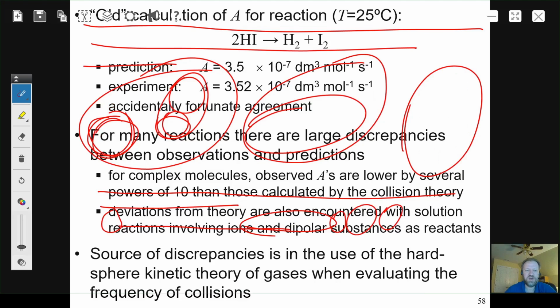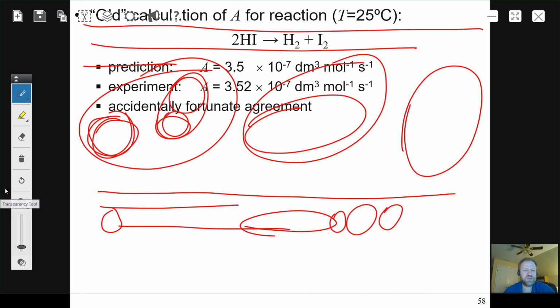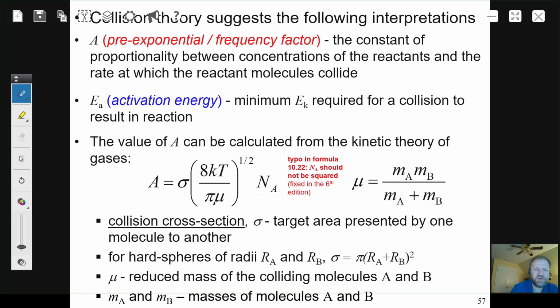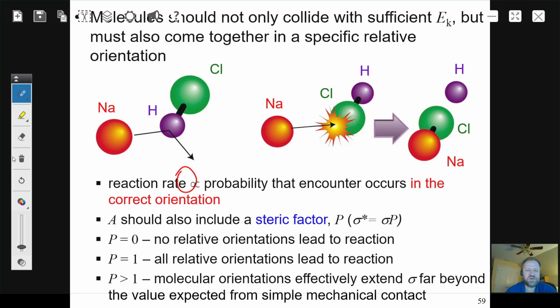So again, in the formula for the pre-exponential factor, we're going to replace that collision cross section with the effective collisional cross section, in which we take the collision cross section calculated from kinetic molecular theory and then multiply it by the steric factor. The steric factor varies, so basically it has to be a positive, obviously, or I should say non-negative value.